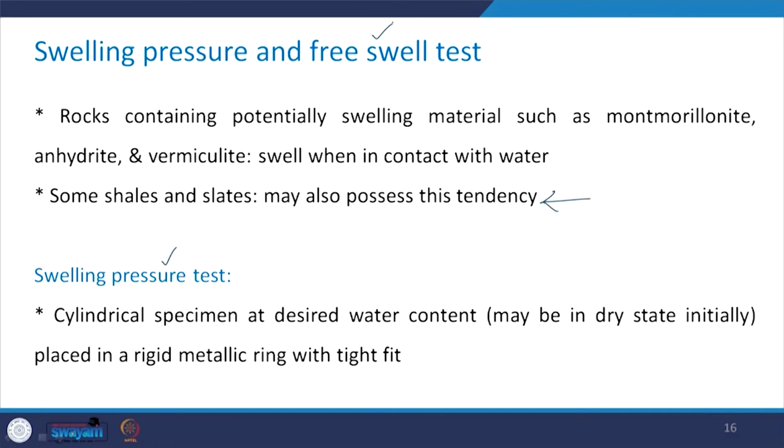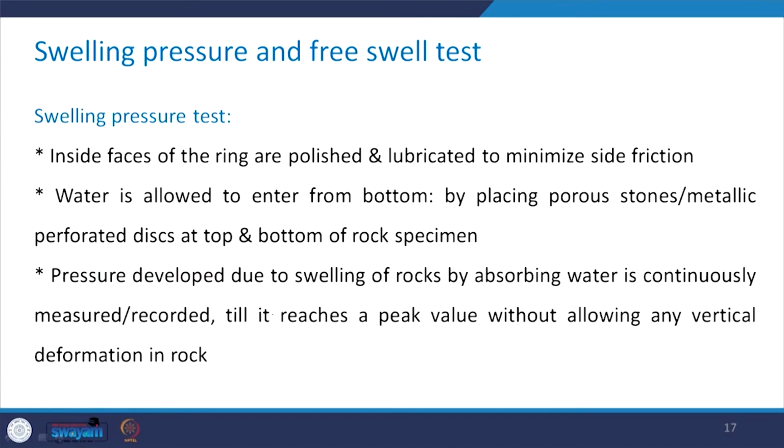So, in this case, a cylindrical specimen at desired water content, or maybe at the dry state initially, is placed in a rigid metallic ring with a tight fit. When I say it is placed in the rigid metallic ring with a tight fit, it means I will not allow the specimen to deform; it is constrained. So what will happen? Because it is constrained and not able to deform, it will exert pressure. That pressure is measured.